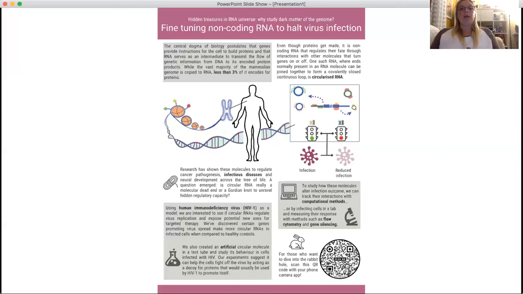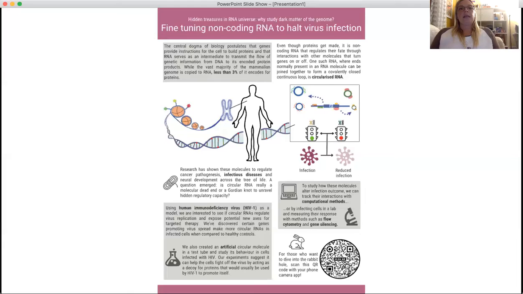For our model, we are using a human immunodeficiency virus, or HIV, which is the causative agent of AIDS. And so far, by using supercomputers, we've discovered that certain genes promote virus spread, and these genes actually make more circular RNAs in cells that are infected with the virus. We don't really know what that means at this point, but it's certainly a very interesting find.